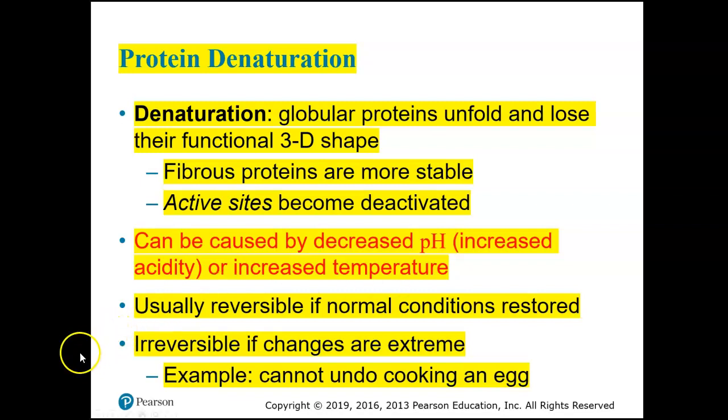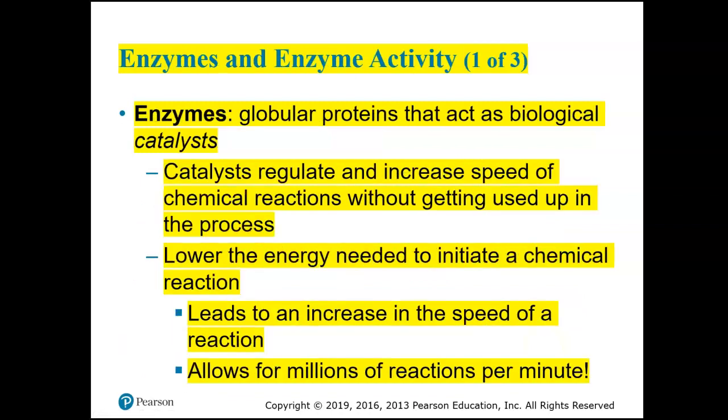Usually, protein denaturation is reversible if the normal conditions are restored, but if the changes are extreme, then it is irreversible. Although it's kind of hard to give a good example in the human body, think of cooking an egg: you can't undo that. And you wouldn't be able to undo the damage to proteins that are damaged when a person is burned. That would be an example in the human body.